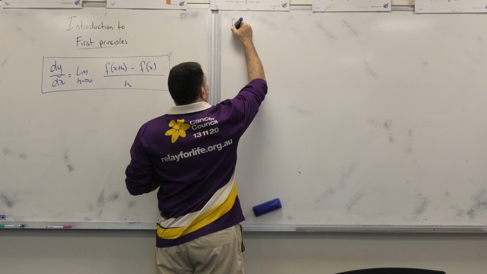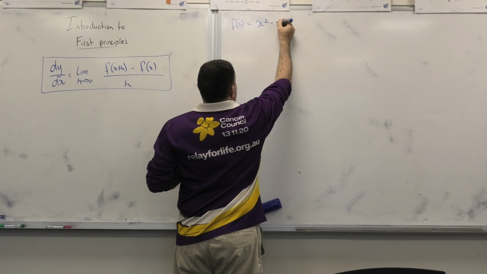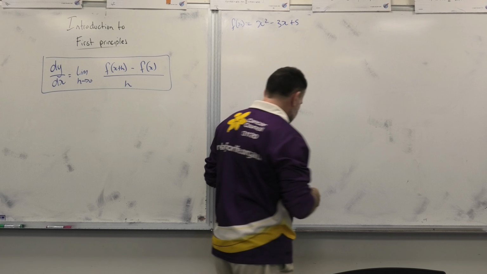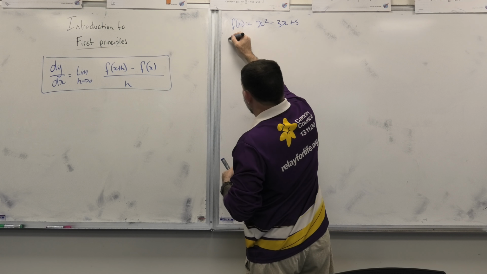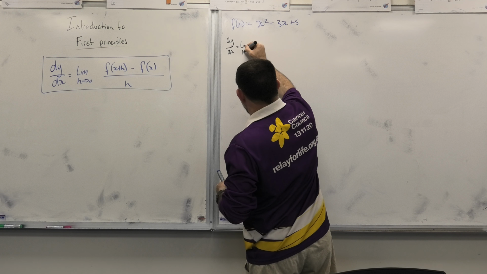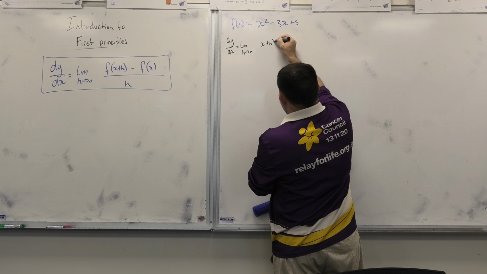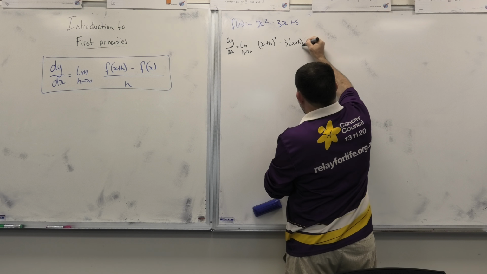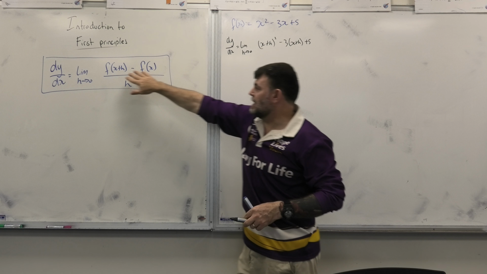So we've got f of x is equal to x squared minus 3x plus 5. All right, so here's our function. Let's put it into the form that's asking us to do. So therefore we will write dy dx is equal to the limit as h approaches 0 of (x plus h) squared minus 3(x plus h) plus 5. So I've replaced all my x's with x plus h.